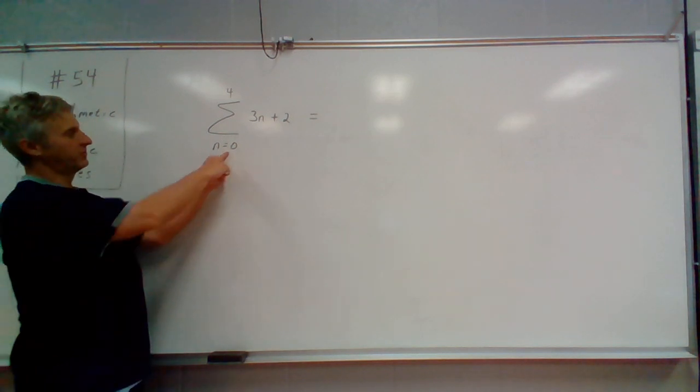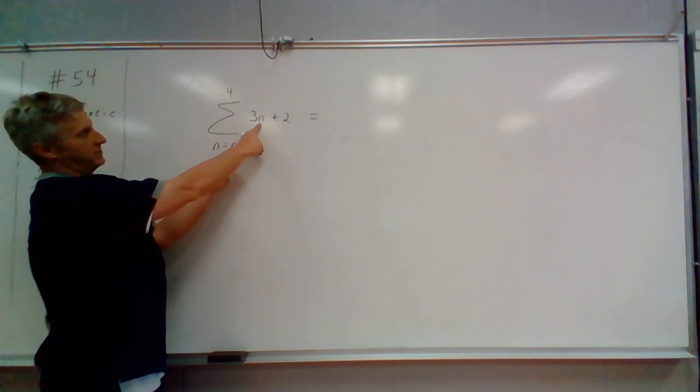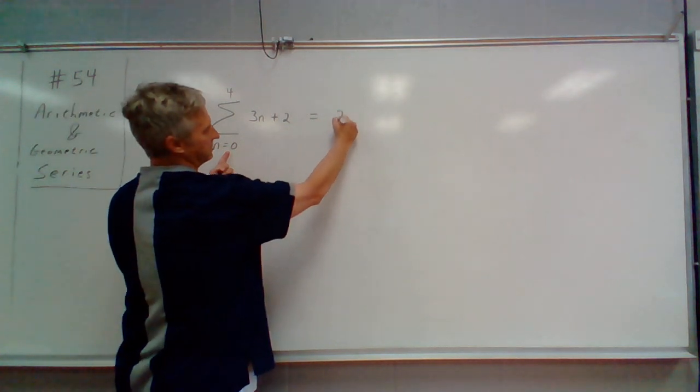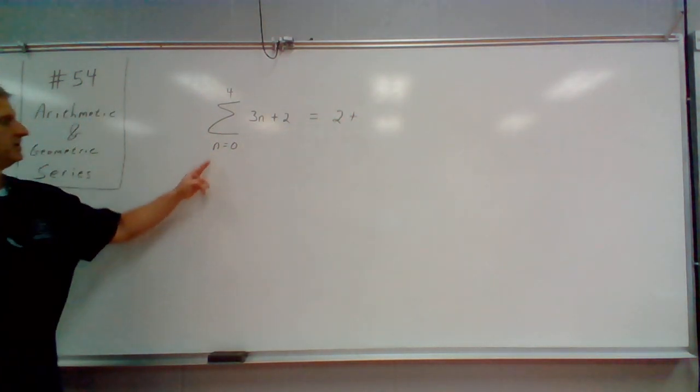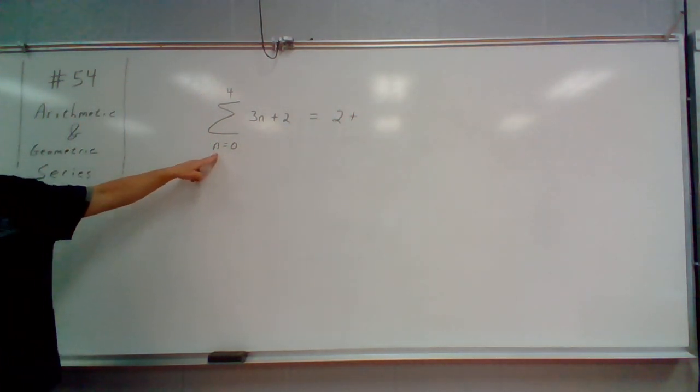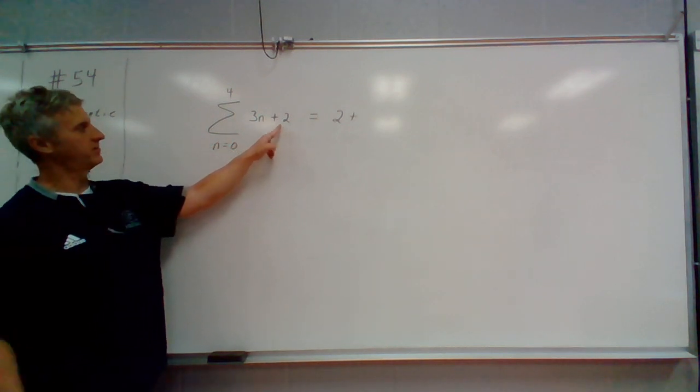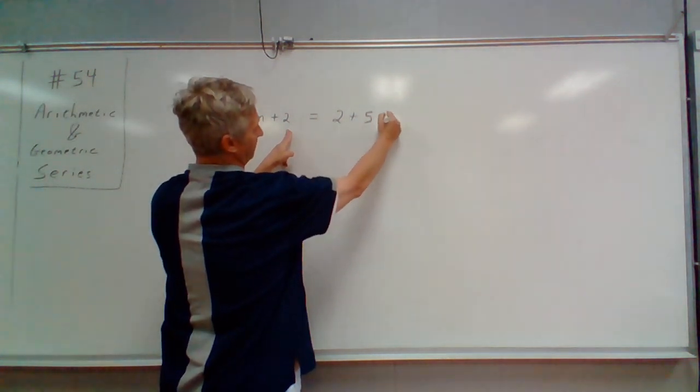All right, so if I start with n is 0, 3 times 0 is 0. 0 plus 2 is 2. So 2 plus. Now n is going to be 1. 3 times 1 is 3. 3 plus 2 is 5. 5.